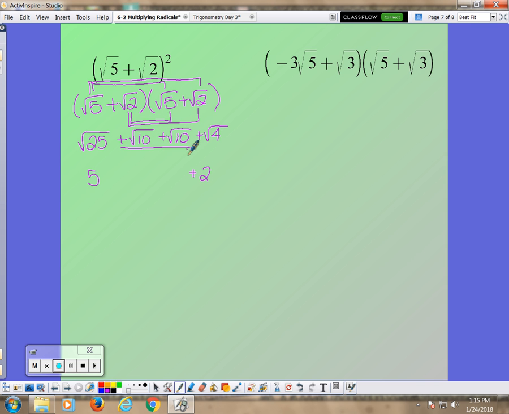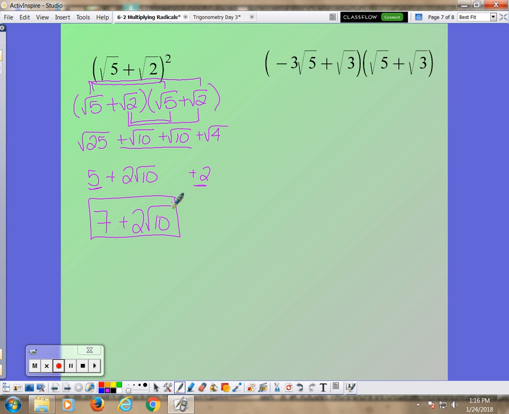So I'm talking about the square root of 10 and a square root of 10. So if I have one square root of 10 and I have another square root of 10, I have two square roots of 10. And then I'm going to go ahead and put my numbers here together. So this ends up being 7 plus 2 square root of 10.